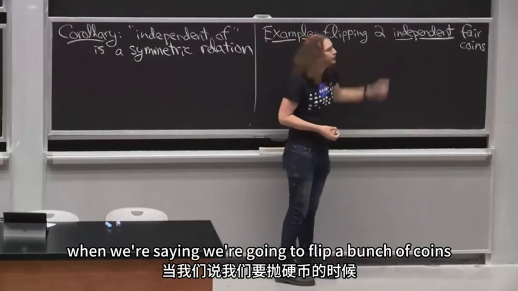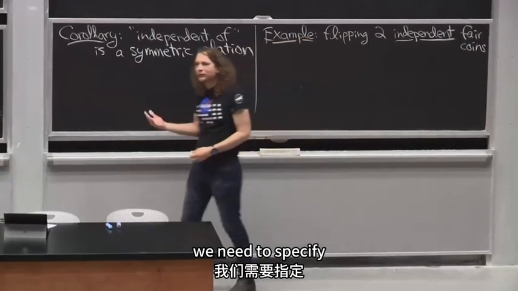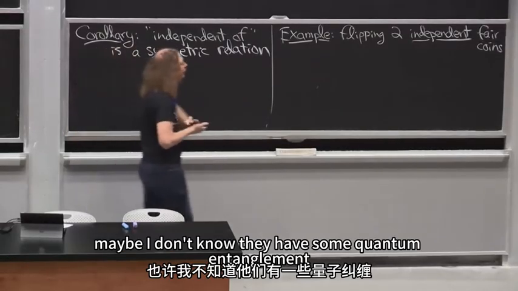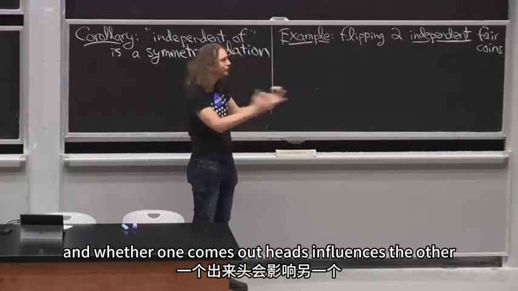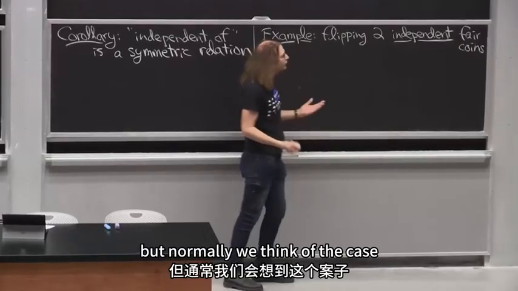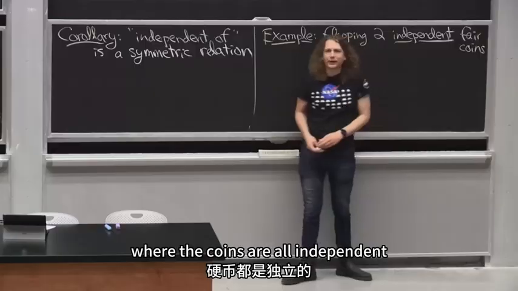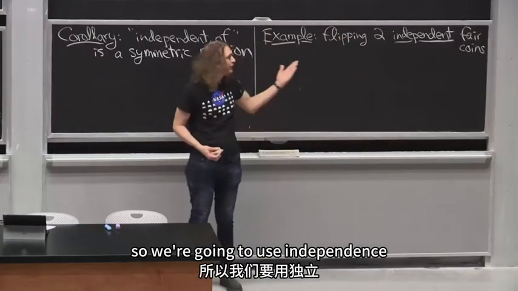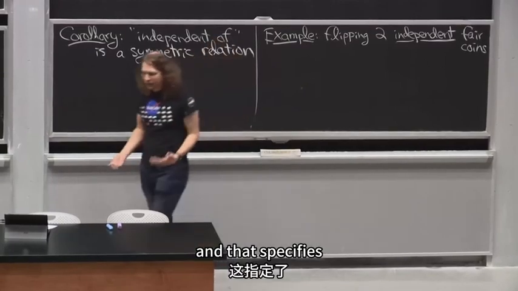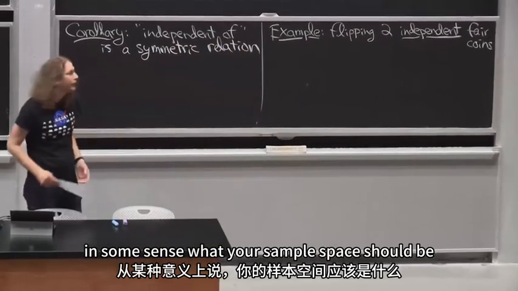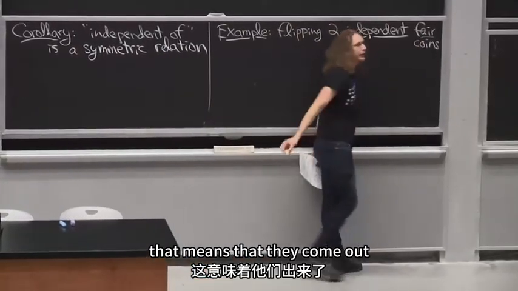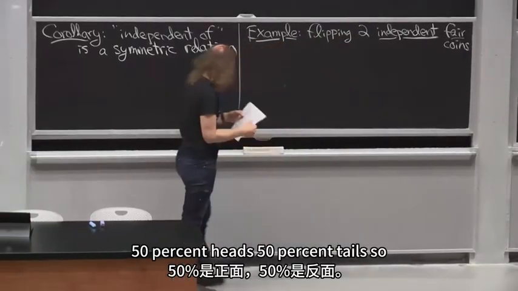So usually when we're saying we're going to flip a bunch of coins, we need to specify, are they somehow linked together? Maybe, I don't know, they have some quantum entanglement, and whether one comes out heads influences the other, or they're physically attached or something like that. But normally, we think of the case where the coins are all independent. Okay? So we're going to use independence also as an assumption in the problem statement. And that specifies, in some sense, what your sample space should be. Then there's another assumption here, which is fair. That means that they come out 50% heads, 50% tails.